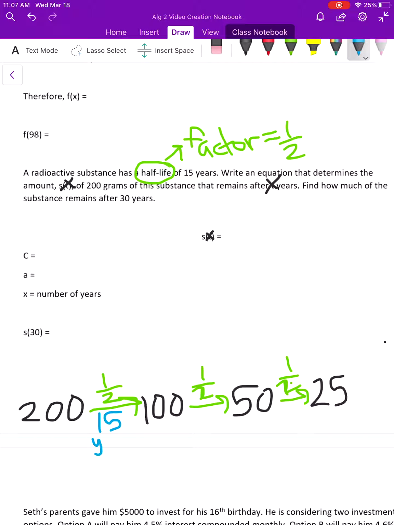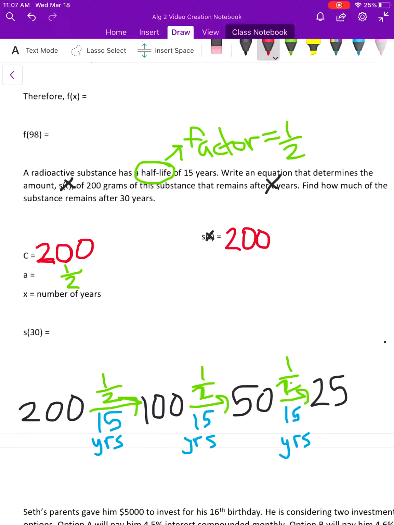So this is 15 years. This is another 15 years. And this is another 15 years. And so let's start to fill out our equation. Our initial value is 200. And we know that our factor is going to be 1/2. And we want x to represent the number of years. So we have 200 times 1/2.